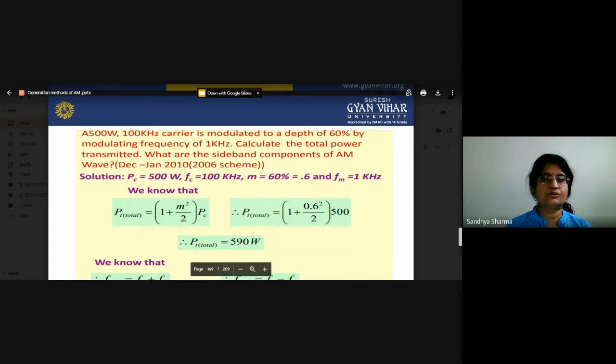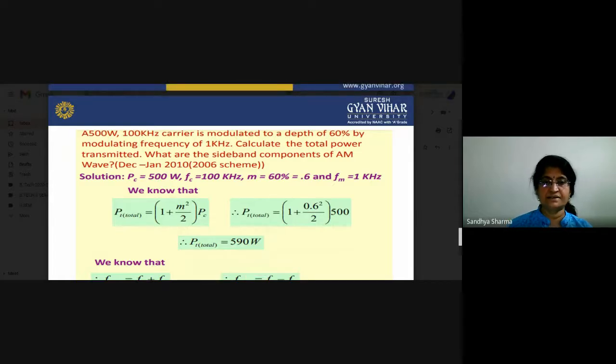So that is the total power transmitted. This is the formula by which we can calculate PT, that is equal to 1 plus m square by 2 into PC. By using the modulation index, we can calculate the total power PT.